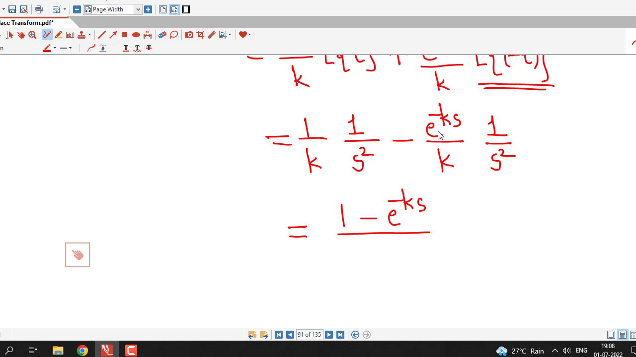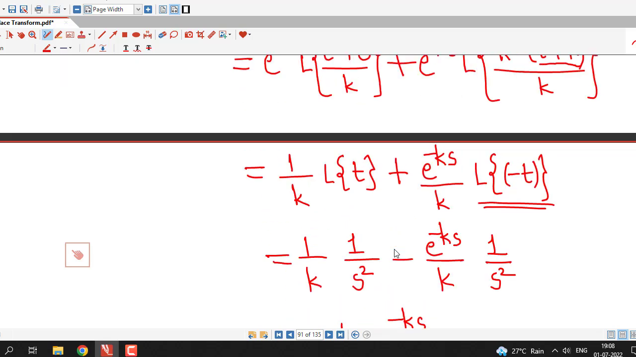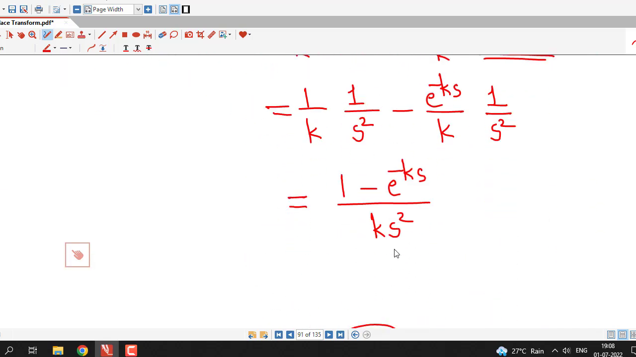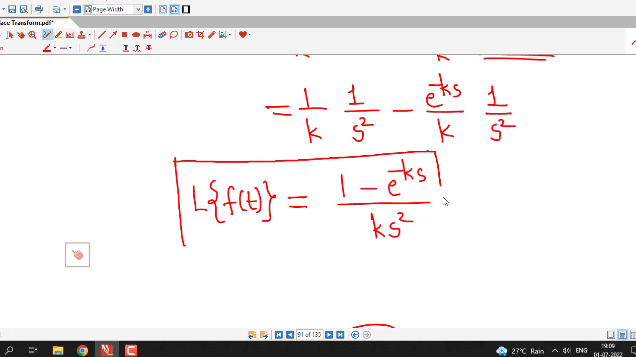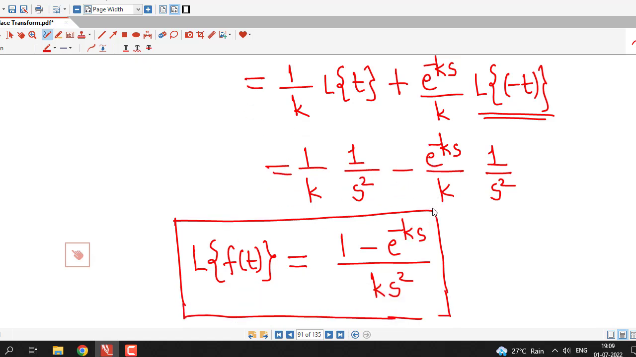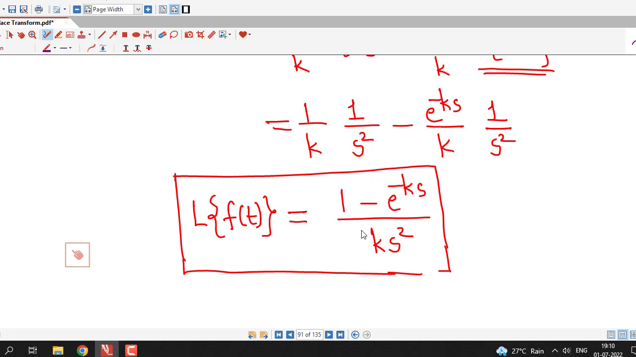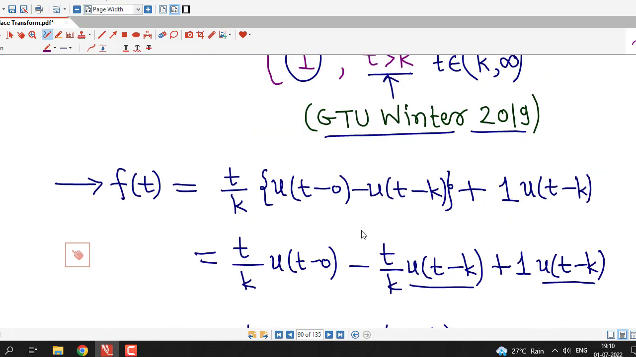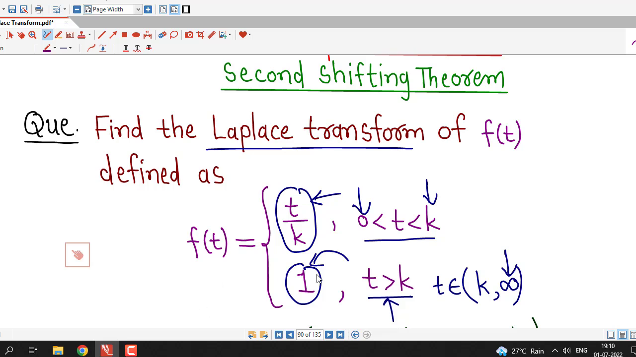1 minus e raised to minus ks, we can take this k into s square as LCM. So in this way we can find the Laplace transform of a given function using the alternative form of the second shifting theorem together with the unit step function. First we have represented our function in terms of unit step function, and then we apply the alternative form of the second shifting theorem. Okay, fine. So this is one way of obtaining the Laplace transform of this function. If we wish, we can use the definition of Laplace transform also to write down the Laplace transform of this function.